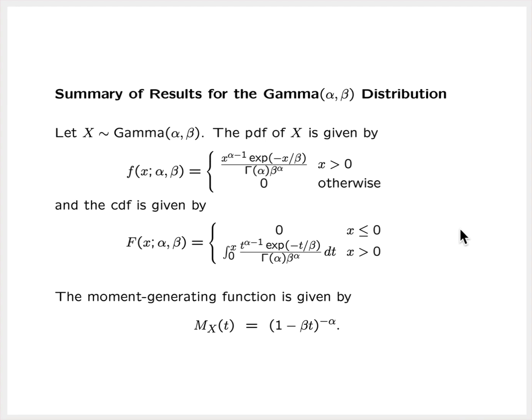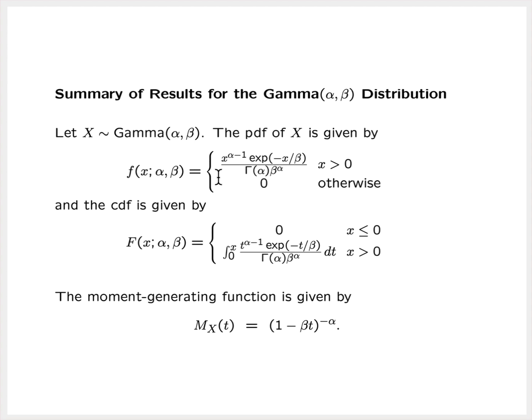And so let's summarize the results for this general gamma distribution with parameters alpha and beta. I'm going to switch up the notation just a little bit. I hope this is not confusing, but let X now have a general gamma alpha beta distribution. Previously, X was our special case gamma, but now we're just going to let X have a general gamma distribution with parameters alpha and beta. Then the PDF of X is given by this expression here.